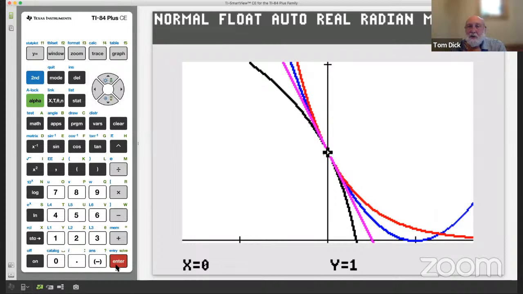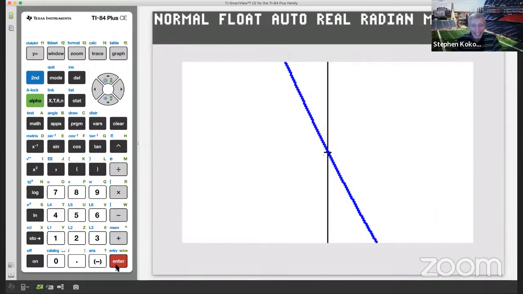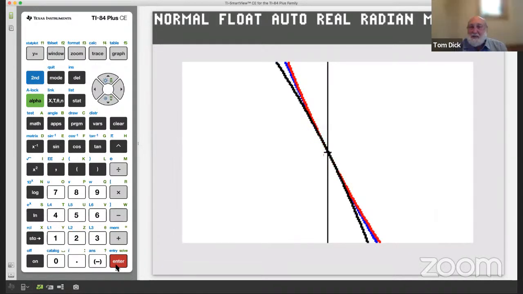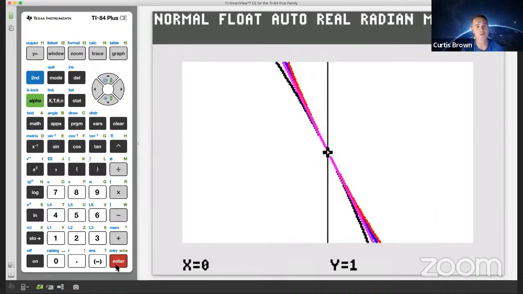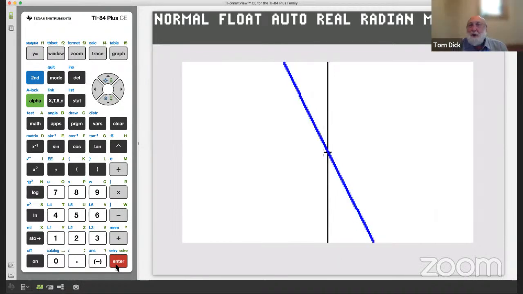The magenta line is the tangent line. Which one is keeping close to that the longest? What did you decide, Steve? It sure looks like the blue one. I heard one person say they think the one with the quadratic. Yeah, the blue one looks like it's staying closer. In fact, we could say which one will be the first to be indistinguishable from the tangent line.